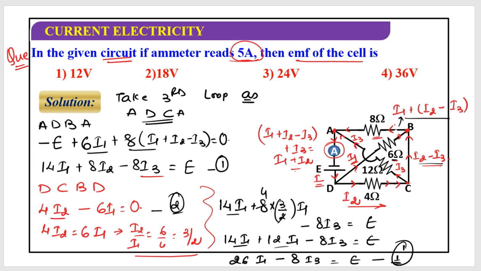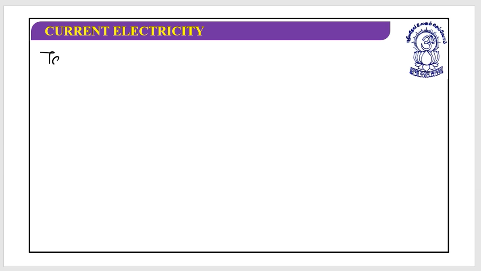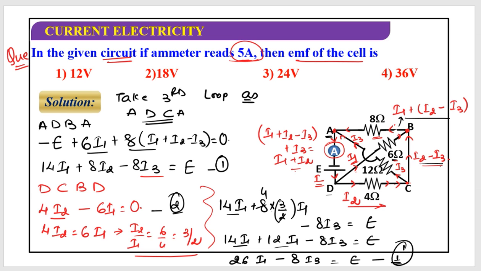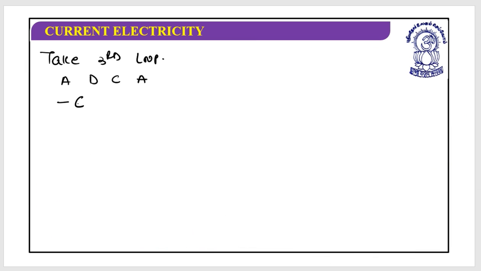Let me help you guys. Take the third loop as ADCA. From A to D, it is minus E.